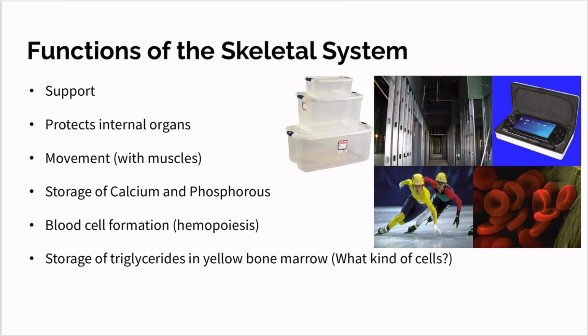Along with our muscle, it allows for movement of our body. And then some other things you may not know about the skeletal system is that this is where we store excess calcium, excess phosphorus. This is where blood cells are produced, which is called hemopoiesis or hematopoiesis. And it's also an area where we may store triglycerides. I should note that this is an adult bone. We'll get to it.